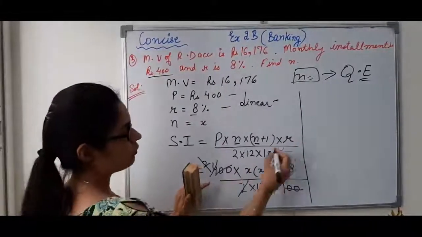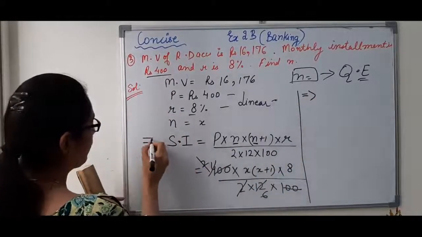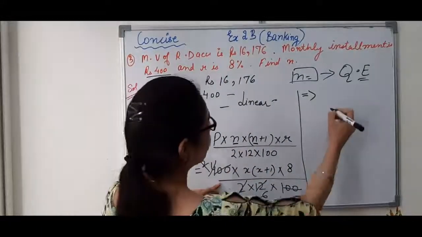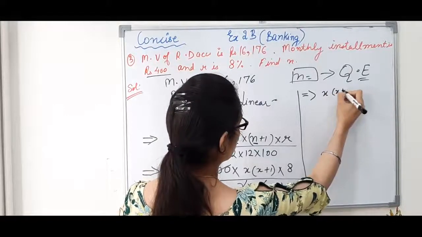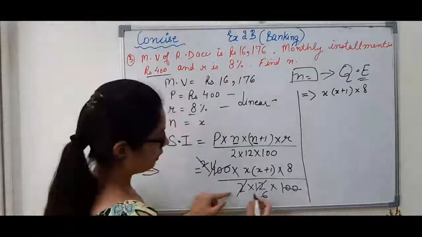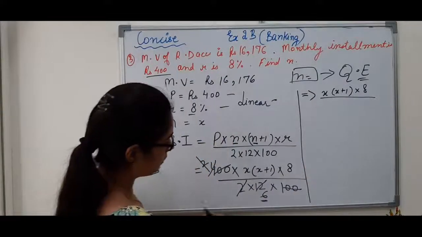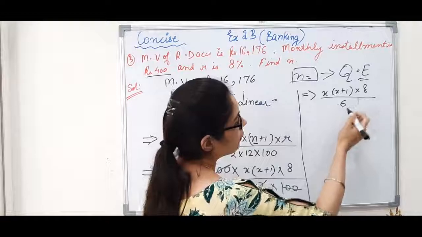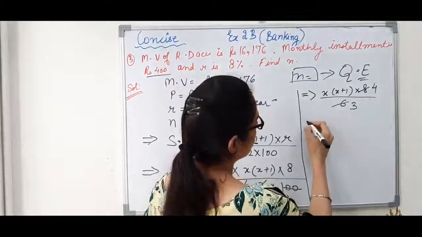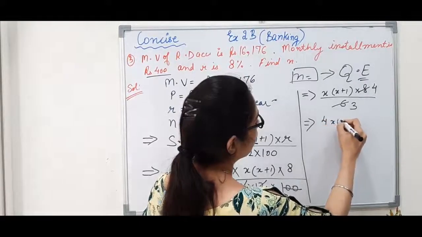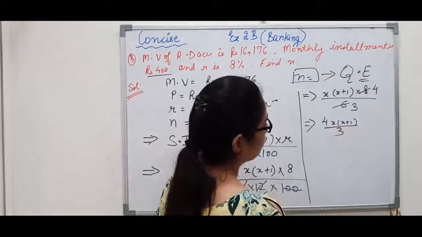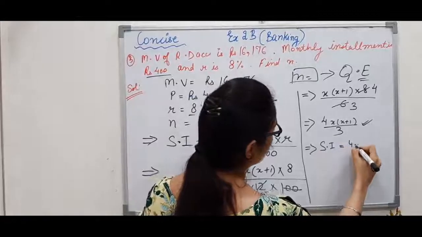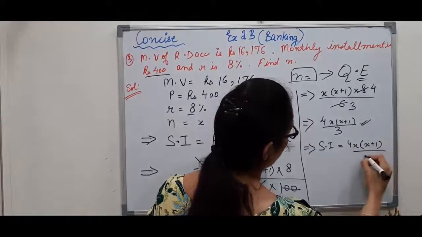Now I am left with, and this sign I have to put everywhere while solving the questions of banking, x into x plus 1 into 8 upon 6. Now I can do further cancellations. I can see both are multiples of 2. 2 into 3 is 6, 2 into 4 is 8. So now I can rearrange it as 4 into x into x plus 1 upon 3. So this is the value of simple interest. I can write it down as simple interest is equal to 4x into x plus 1 upon 3.